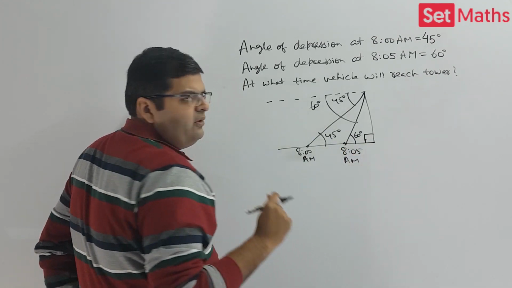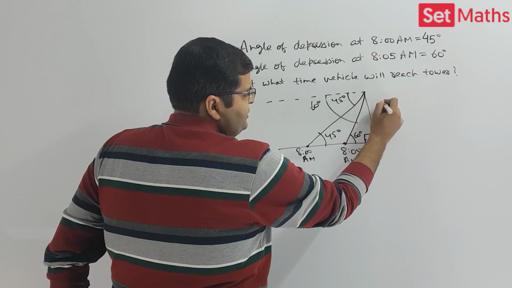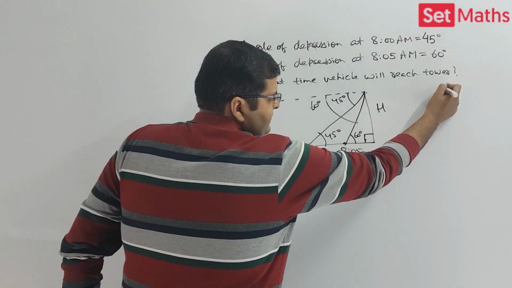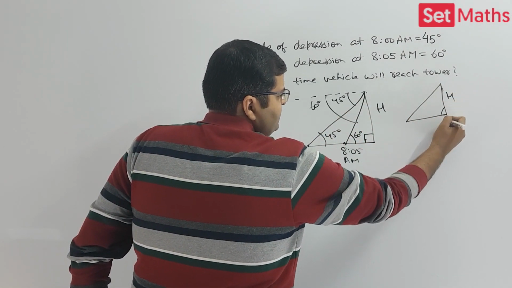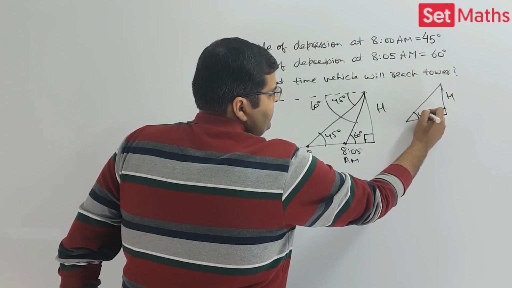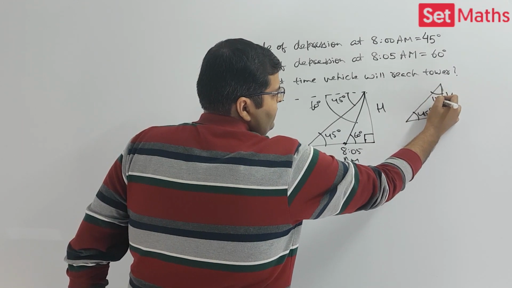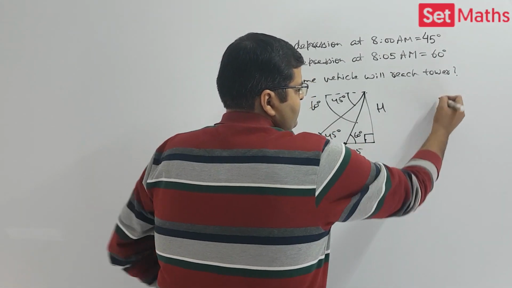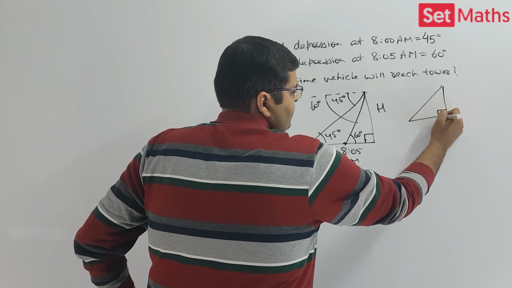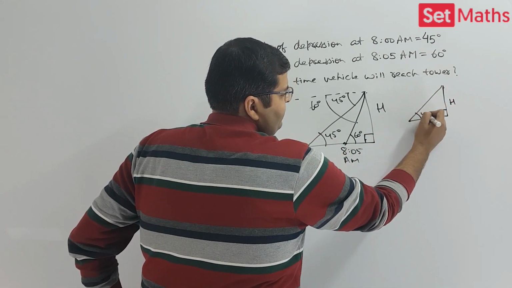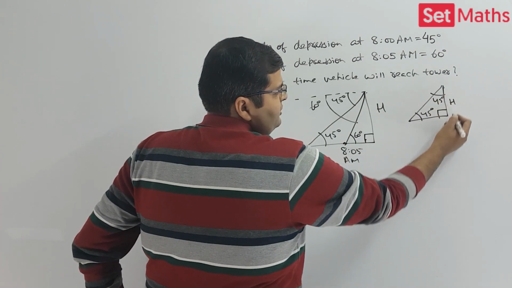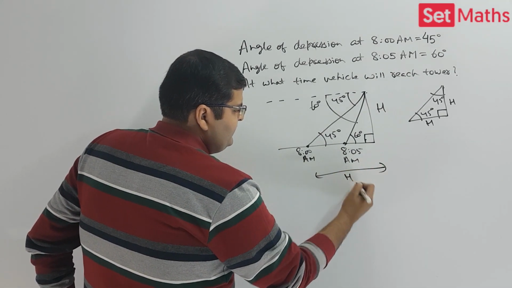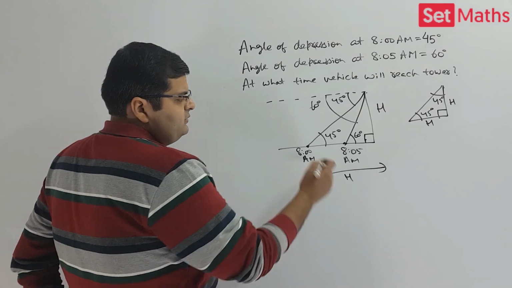Now if we assume the height of the tower to be h, initially when the vehicle is at 8 o'clock, this right angle triangle has h, this is 90 degrees, this is 45 degrees. If this is 45 and this is 90, this also has to be 45. So this is 45, 45, 90, which means this is an isosceles right angle triangle. Let me draw it again. Here this is the height of the tower, this is where the vehicle is. This is 45 degrees, so this is also 45 degrees, which means it is isosceles. So if this is h, this much part also should be h. From here to here, it is h.